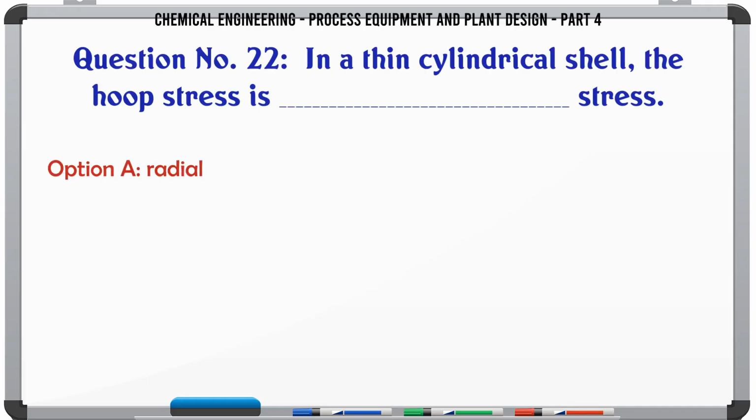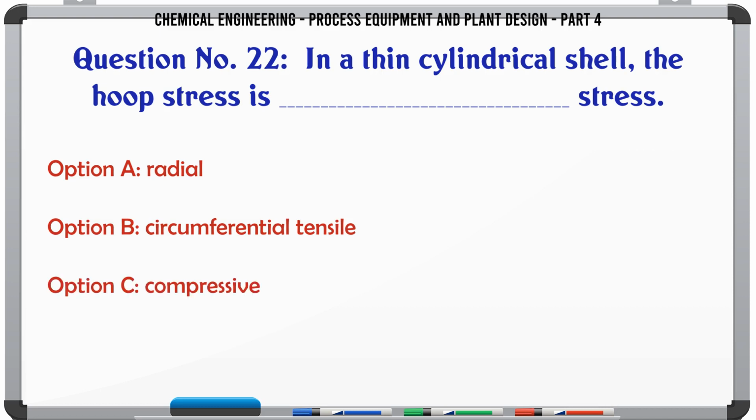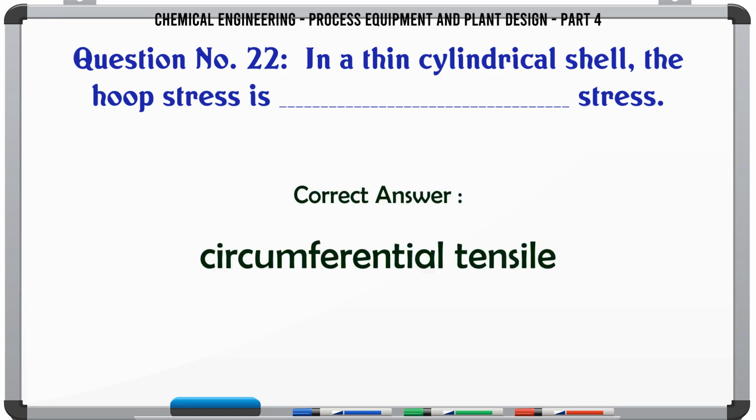In a thin cylindrical shell, the hoop stress is stress. A. Radial, B. Circumferential tensile, C. Compressive, D. Longitudinal. The correct answer is circumferential tensile.